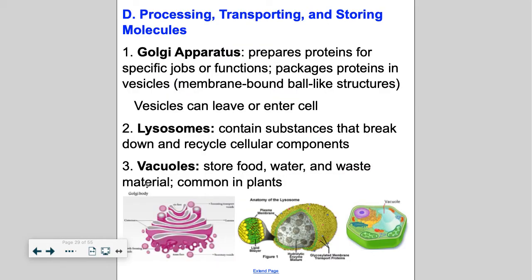Okay, enough about energy processing. I think this is our last slide of organelles here. Organelles that can process things, that can move things or store things. So the Golgi apparatus, another big fancy word, what it does is it helps prepare proteins for specific jobs or functions. Okay, and it can also package proteins into vesicles. These membrane-bound ball-like structures, kind of think of it as cardboard boxes, shipping it somewhere. And these vesicles can leave or enter the cell.